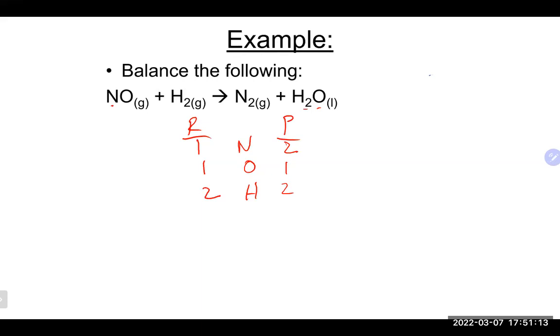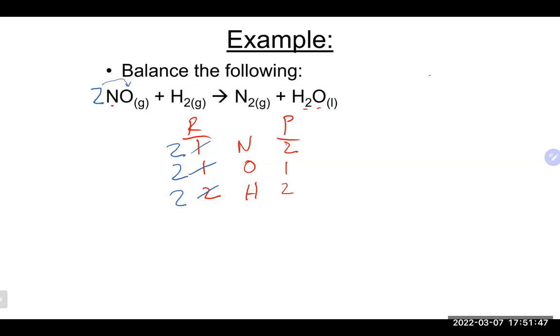To do this, we need to put a number in front, which is a coefficient. We would put a 2 in front of the NO. When we do that, we have now changed the left-hand side. We now have 2 times 1, which is 2 nitrogens. That 2 also gets distributed to the oxygen, which is 2 times 1, giving me 2 oxygens. We still have 2 hydrogens. Very much what happens when you balance an equation is you fix one thing and screw up something else. But that's okay.